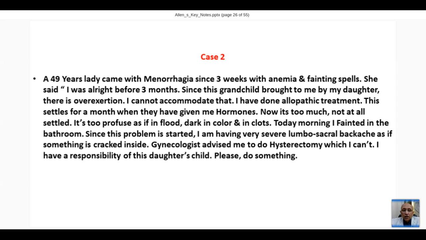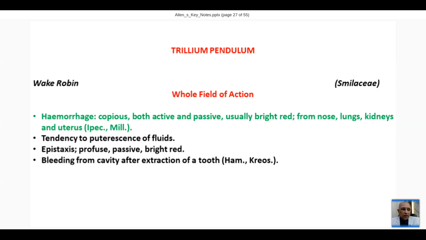Since this problem started, I am having very severe lumbosacral backache, as if something is cracked inside. The gynecologist advised me to do hysterectomy, which I can't. I have the responsibility of this daughter's child. Please do something, doctor. Can you help me? This was the thing with which she presented. That was the crux. Everything is there which guides you towards the remedy. So what is your answer? What is your remedy? The remedy is very clear. Anyone? It's too clear. Yes, it's Trillium pendulum.